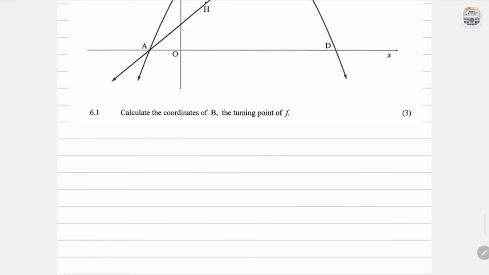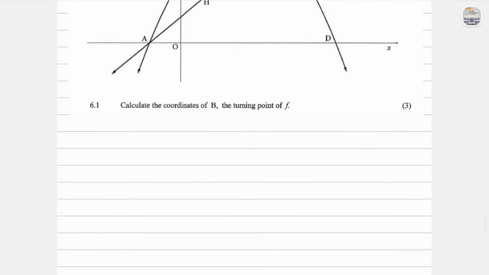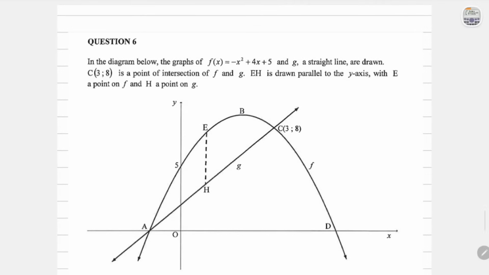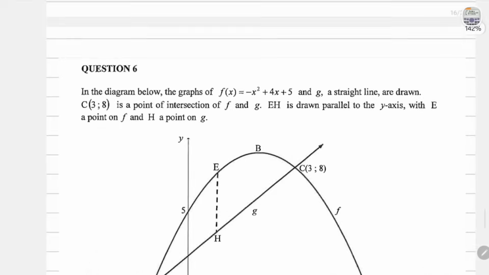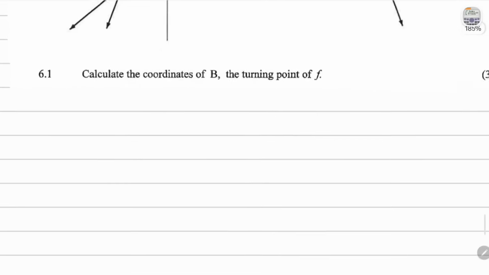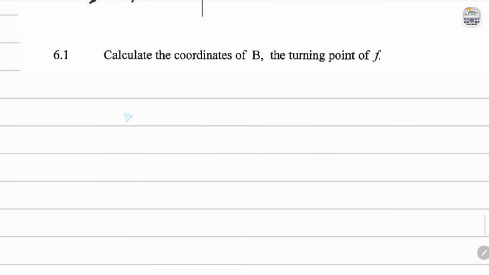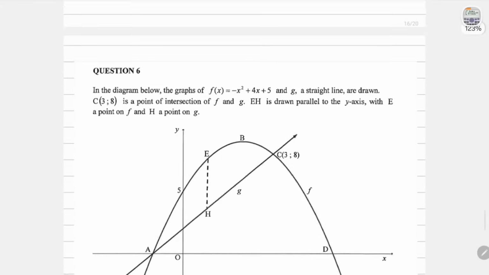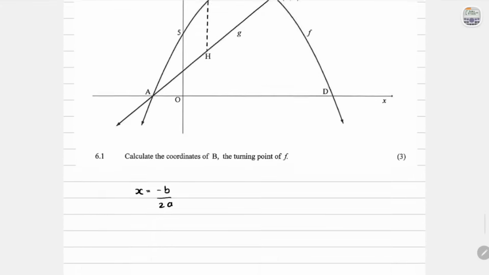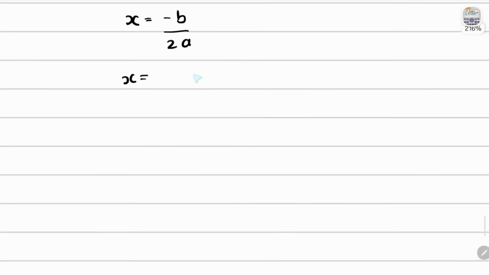And the first question, 6.1, asks us to calculate the coordinates of B, the turning point of f. So find the turning point, which is this. You can see that they gave us our equation in standard form. So when finding the turning point in standard form, we use this equation. So this will find the x value. x equals -b over 2a, and we're going to substitute our b and our a value. So that is going to be, as you can see, a is -1 and b is 4. So x equals negative 4 over 2 times -1, which means they're both negative. So that's just 4 divided by 2, which is 2.